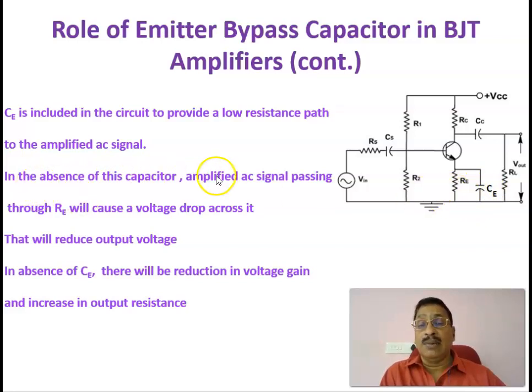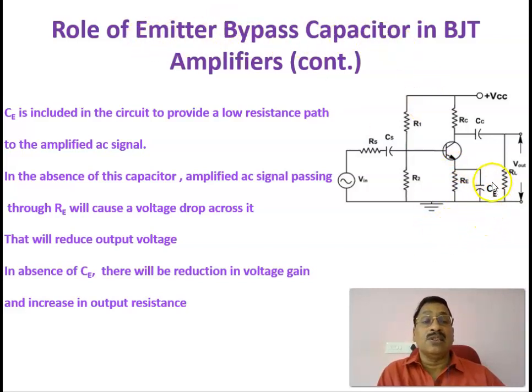In the absence of this capacitor, the amplified AC signal passing through this RE will cause a voltage drop across the RE, as I already told. This will reduce the output voltage, and in the absence of CE there will be a reduction in voltage gain and an increase in output resistance. That is not an advantage. Therefore, in order to avoid that reduction in voltage gain, we connect a capacitor CE across RE. That is what we call the emitter bypass capacitor.